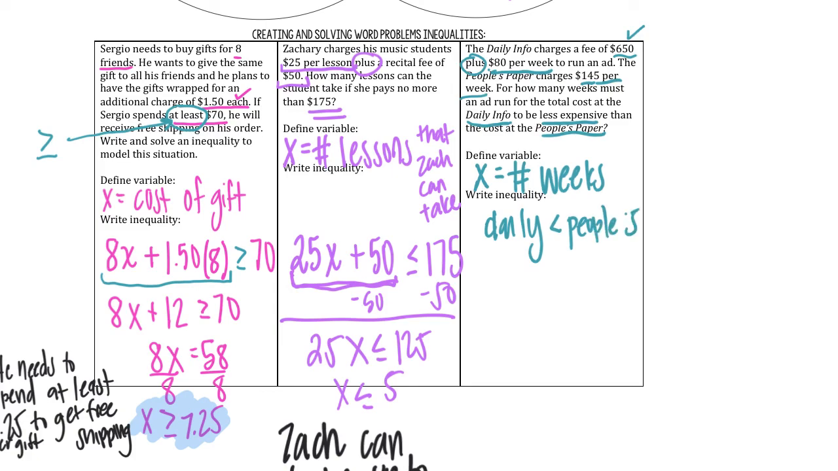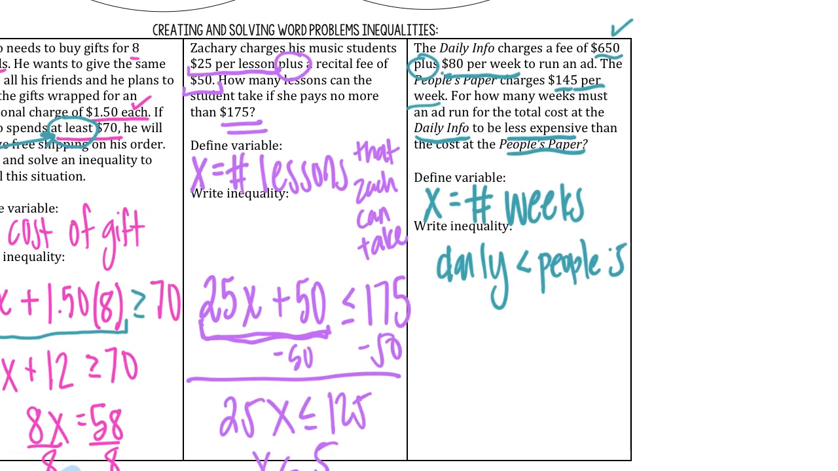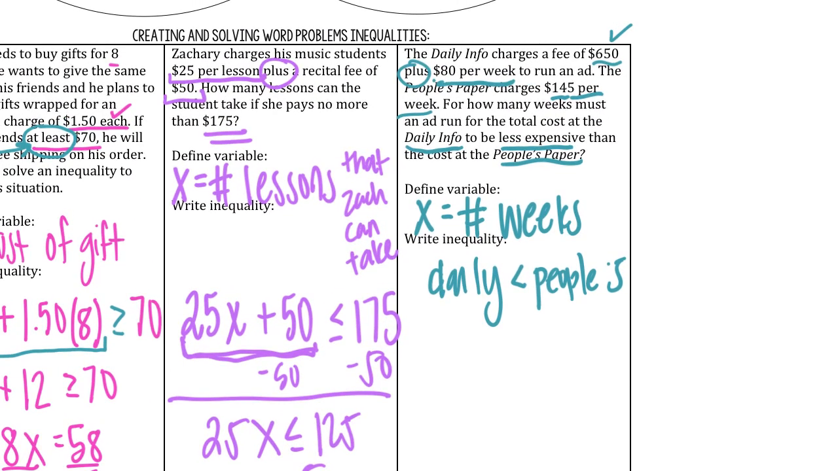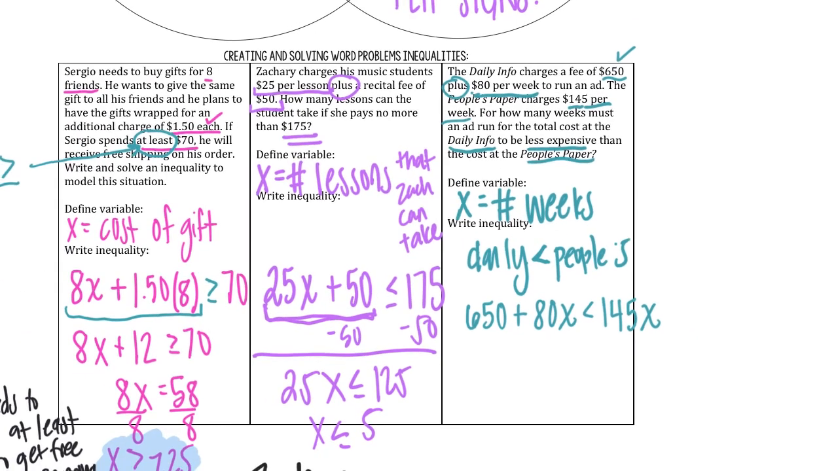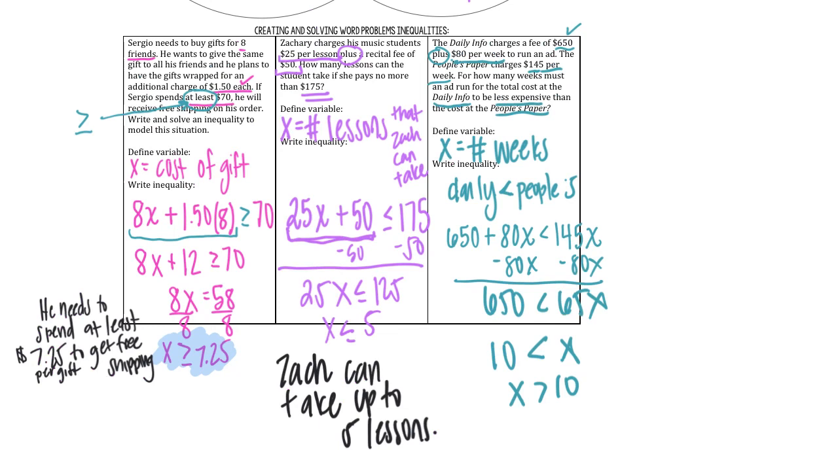Now they both have different ways of charging. It tells us in the problem that the Daily Info charges a fee of $650 plus $80 per week. We don't know how many weeks that's going to be. We want the Daily to be less than the People's Paper. The People's Paper charges $145 per week. Remember, per means multiplying. So $145 times the number of weeks. Let's go ahead and take a minute and solve that inequality. In the end, you should have gotten x is greater than 10.